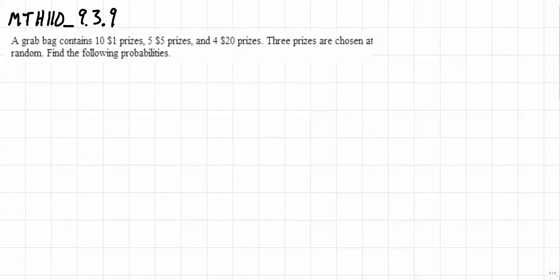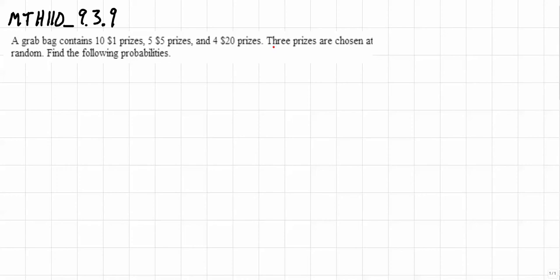A grab bag contains 10 $1 prizes, 5 $5 prizes, and 4 $20 prizes. 3 prizes are chosen at random. Find the following probabilities. Well, before we even discuss finding the probabilities, let's discuss what is actually being stated here.